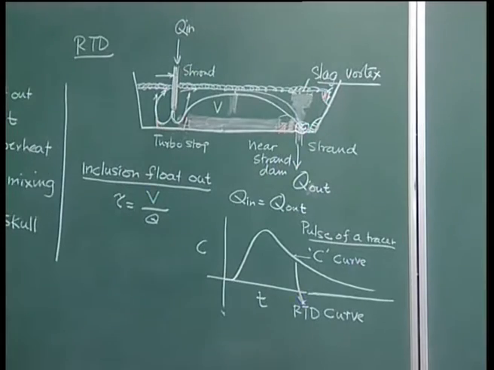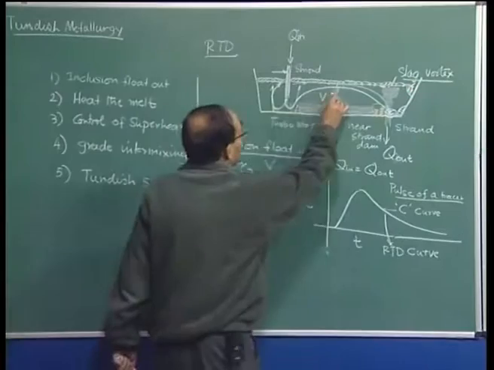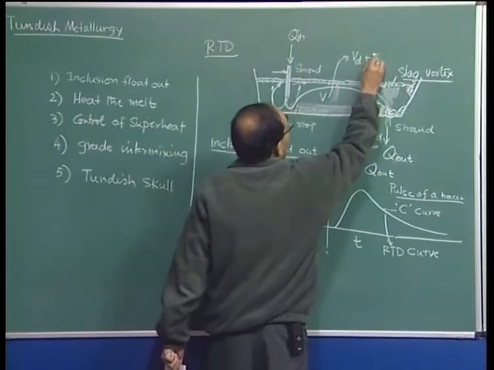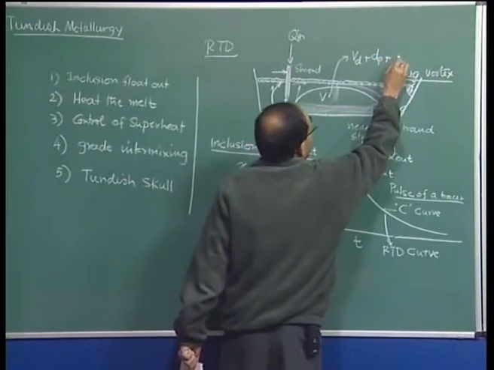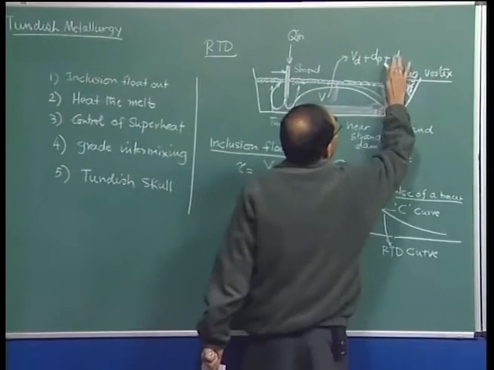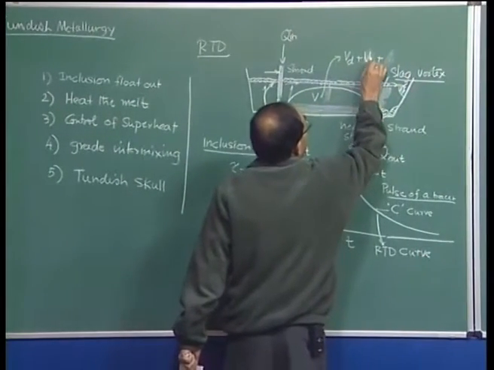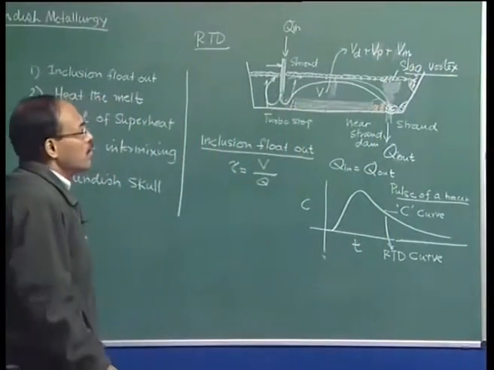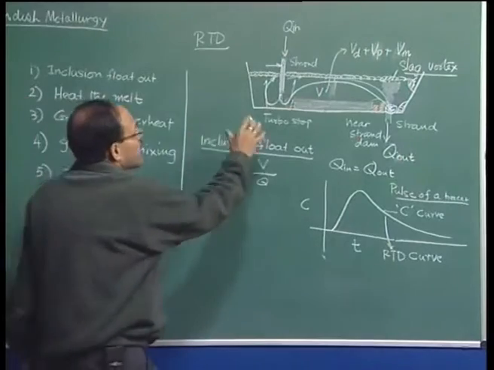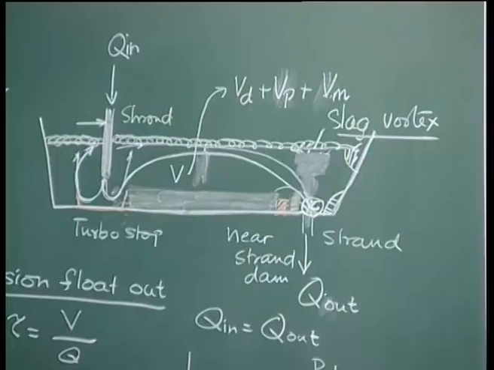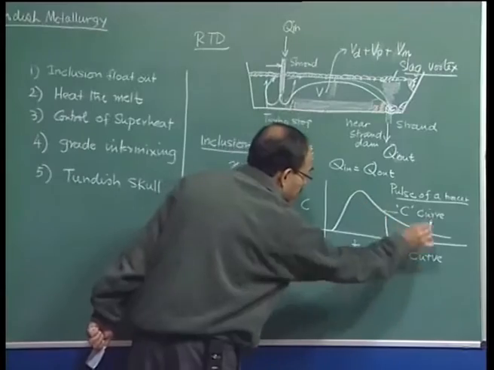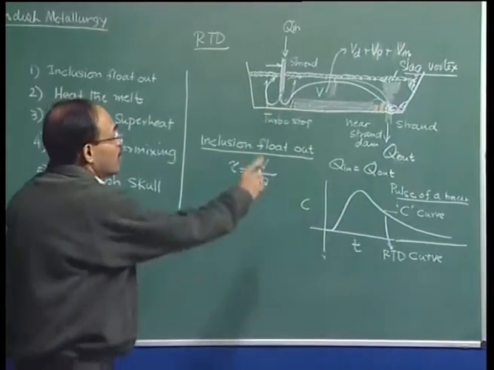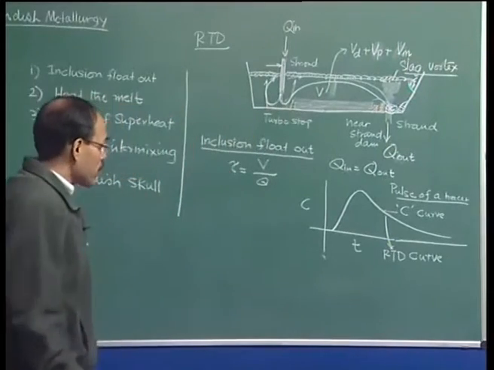This may comprise dead volume, and the total volume of the tundish is comprised of the dead volume plus V sub plug and V sub mixed. So, these are the three different types of volumes which comprise the total volume of the tundish, and by knowing this residence time distribution, we should be able to find out each and every volume fraction.